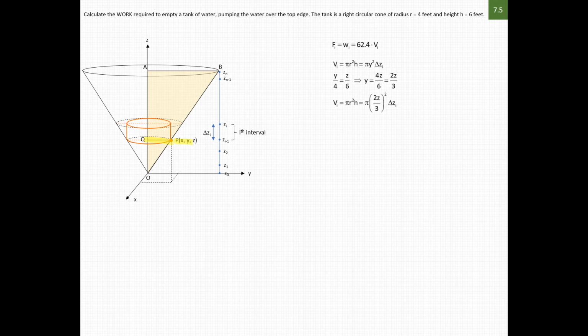Triangles OQP and OAB are similar triangles. Then, y over 4 equals z over 6. Finally, y equals 2z over 3. And the volume of the ith slice of water equals pi times the radius squared, which is 2z over 3, squared, times the height, which is delta zi.